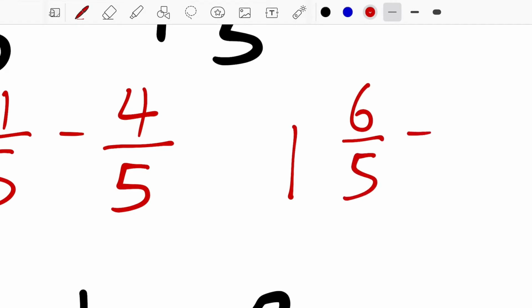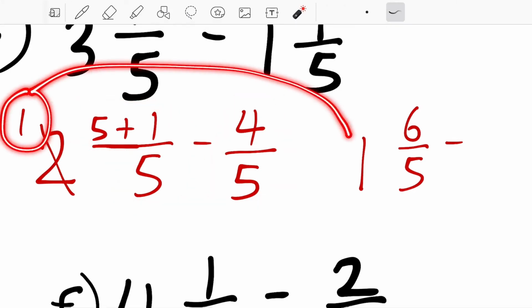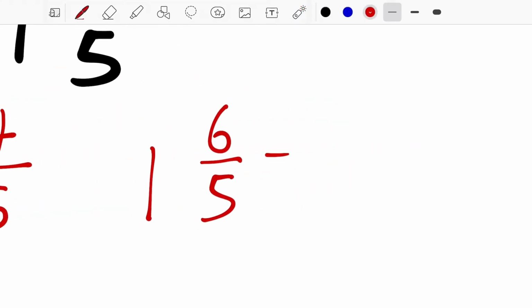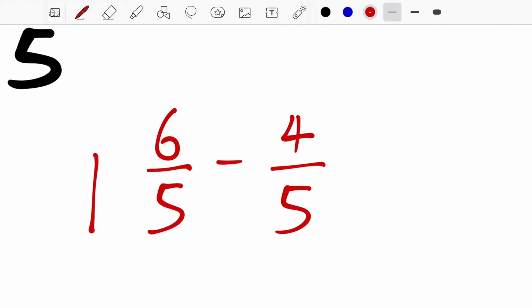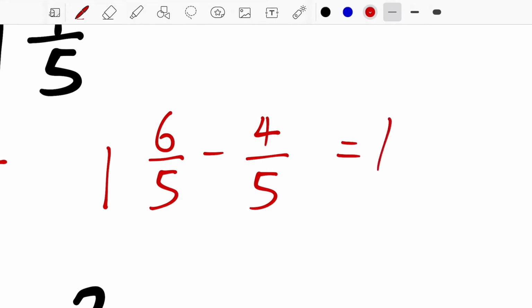6/5 take away 4/5, and the 1 we carry over the 1. So 1 whole and 6/5 take away 4/5. So 6 take away 4 is 2. So the answer is 1 whole and 2/5.